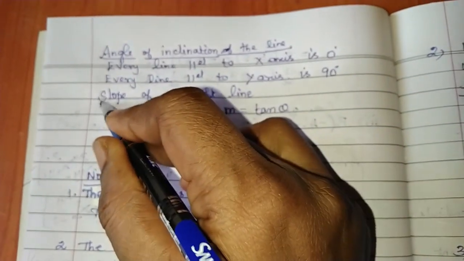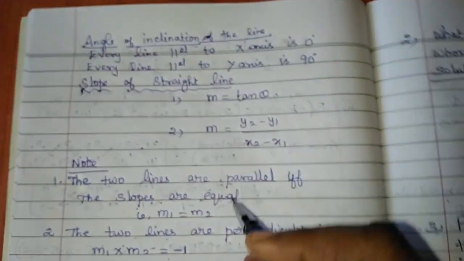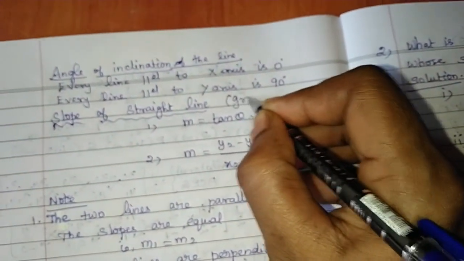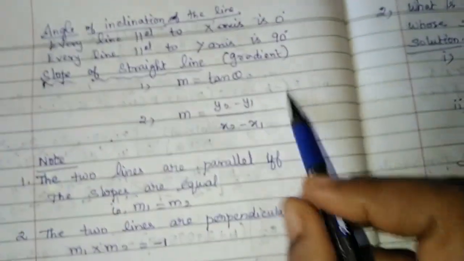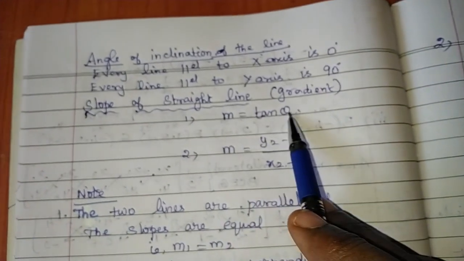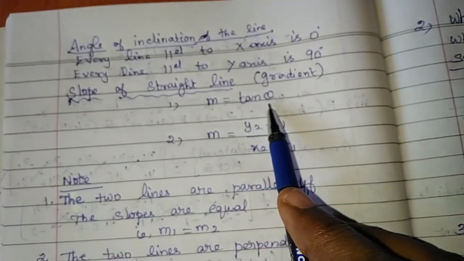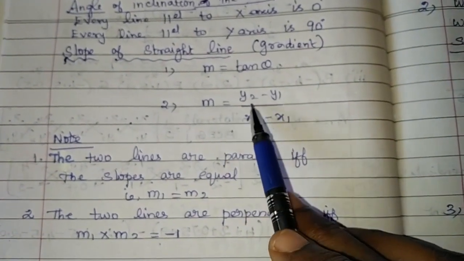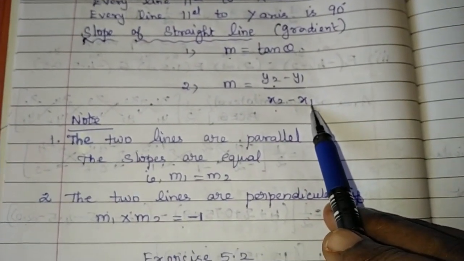Next we want to find slope of a straight line. Slope is simply denoted by gradient. Gradient means also a slope. Two formulas are there for slope. Suppose theta is given, the formula is m equal to tan theta. Suppose 2 points are given, m equal to y2 minus y1 divided by x2 minus x1.